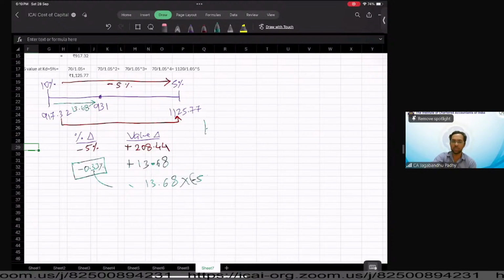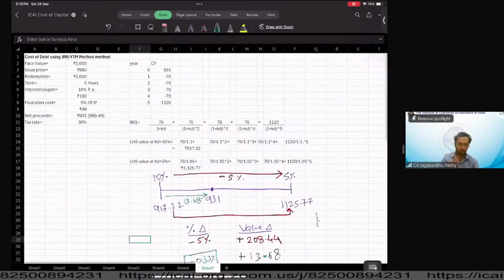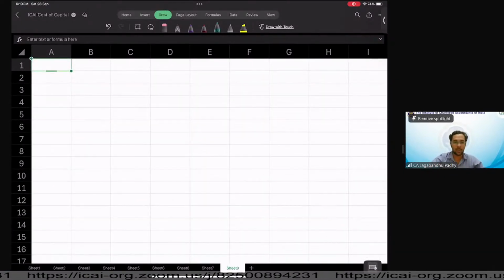Yes, approx. It's going to be closer to the approximation method. Okay. But this is the more accurate way of calculating the cost of debt. Now let's go for the next concept of discussion, which is cost of equity.